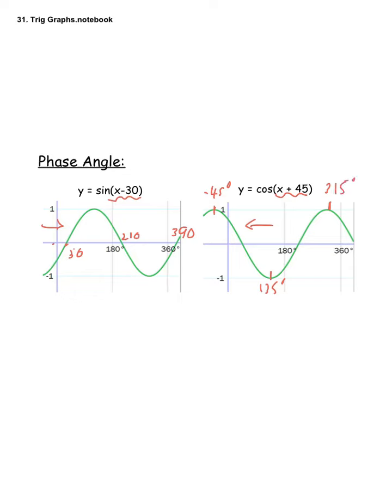So the phase angle, if it is negative, has the property of shifting your trig graph forwards or to the right, whereas if it's positive, has the effect of shifting your trig graph backwards or to the left.